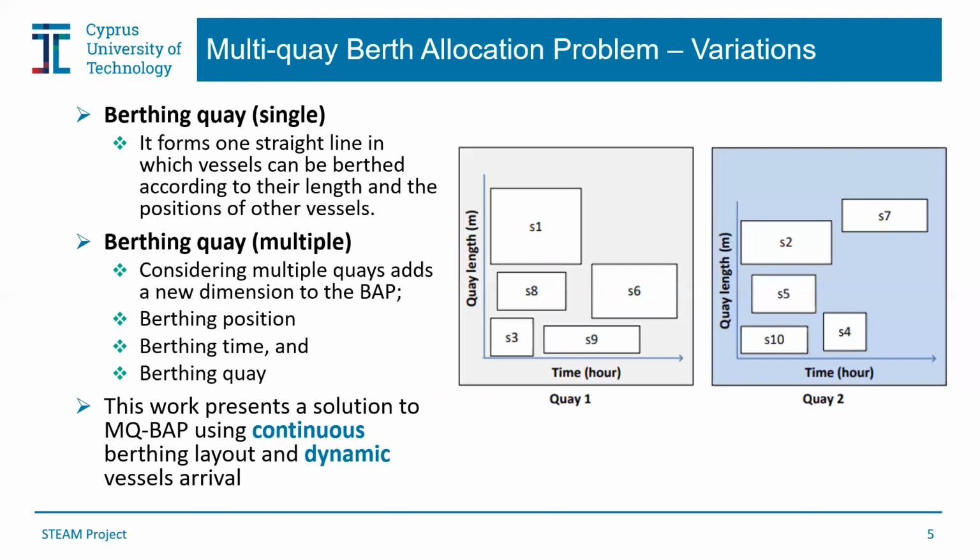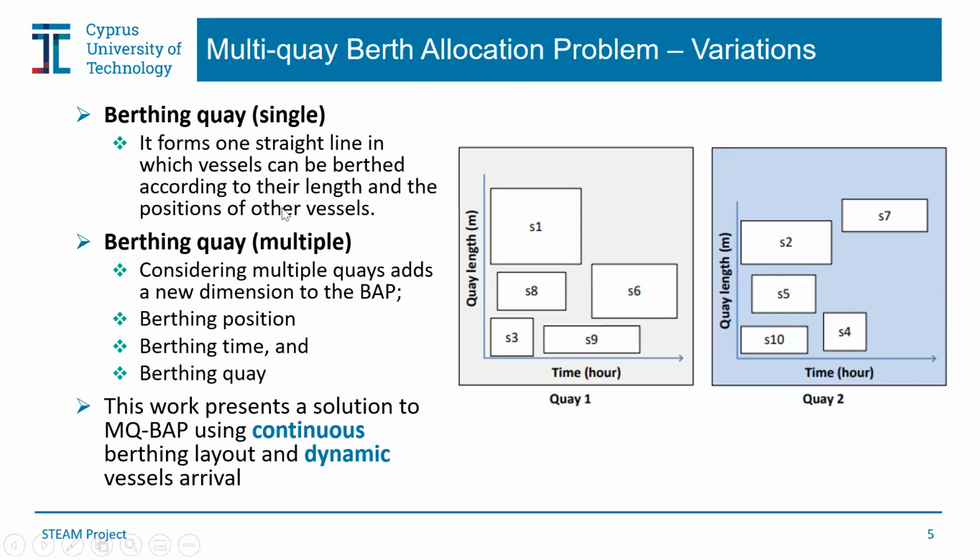So in this study, we are dealing with a special type of berth allocation problem known as the multi-queue berth allocation problem. In a single berthing queue, there is only one straight line where a vessel can be berthed according to its length and the position of other vessels. However, multiple berthing queues add a new dimension to the berth allocation problem, where we need one more decision variable, which is berthing queue.